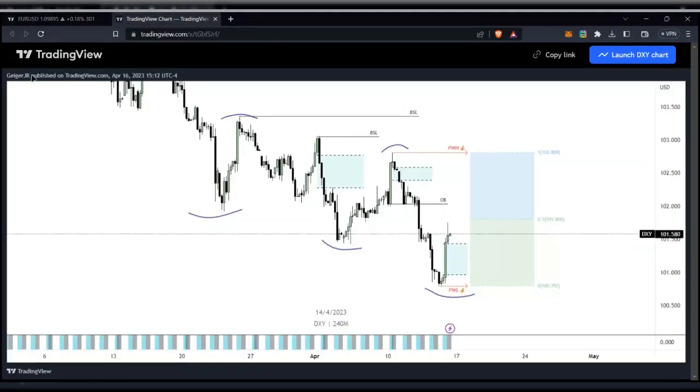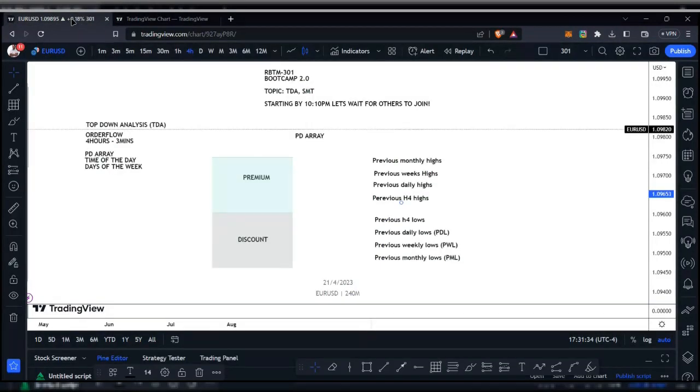All right, if you looked at this, my DXY for last week, you can see how I marked out the previous week's high and previous week's low. And I do this a whole lot. And then you see all this buy side liquidity, sell side liquidity that you normally mark. Now, most of those things are basically the previous week's high, previous week's low, previous daily highs, lows, and all of that.